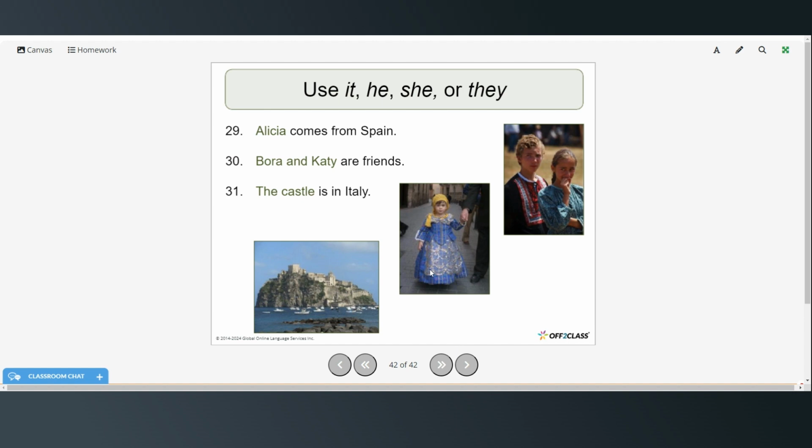Alicia comes from Spain. So Alicia is a woman or a girl, so we would say she comes from Spain. Bora and Katie are friends. So when it's two people, we say they. And the castle is in Italy. A castle is a thing, so we would use it.